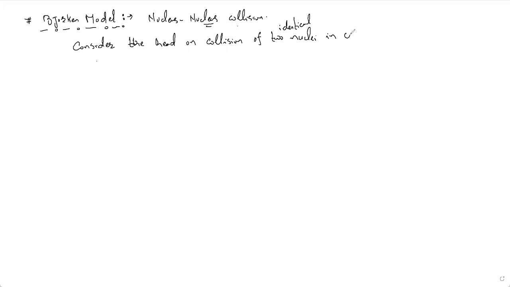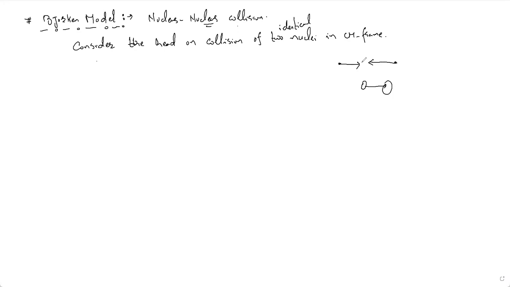Now you know that the center of mass frame is a frame of reference wherein the total momentum of all the particles is zero. Or in other words, the two beams are approaching towards each other. Like for example, I have one nucleus coming in this direction, and another nucleus coming in this direction. So we call this system a center of mass system. Whereas in the previous case, with the global model, we kept the target at rest and the projectile nucleus was hitting the target at a certain impact parameter. But this model is different because we are considering the head-on collision of two nuclei in the center of mass frame.